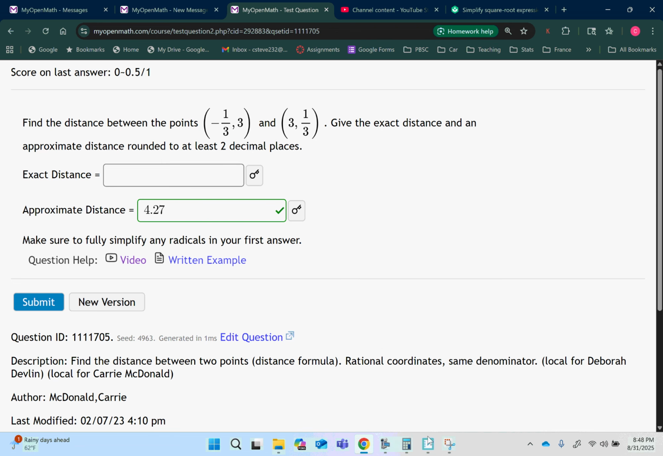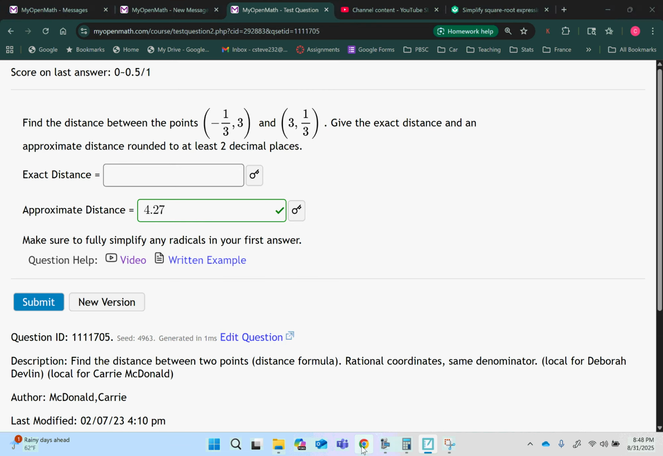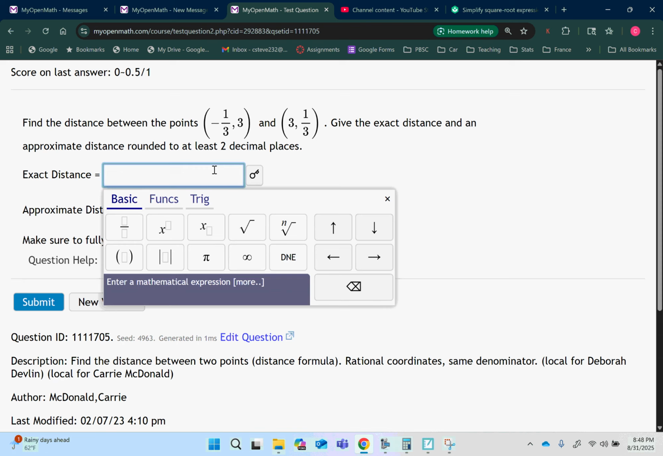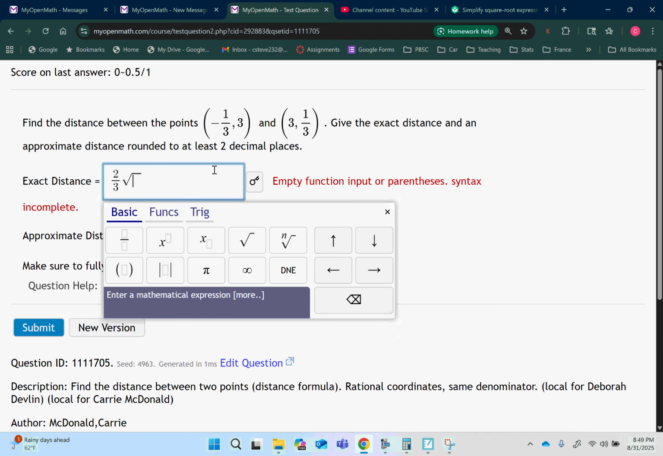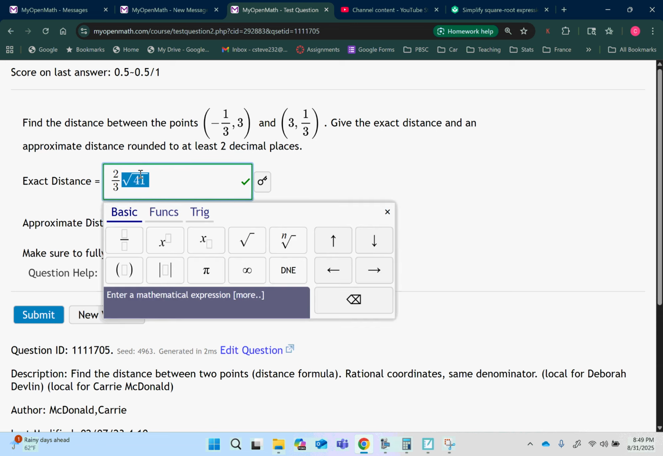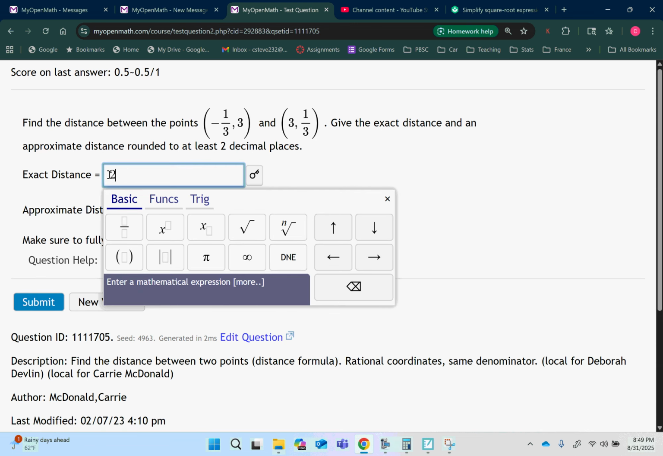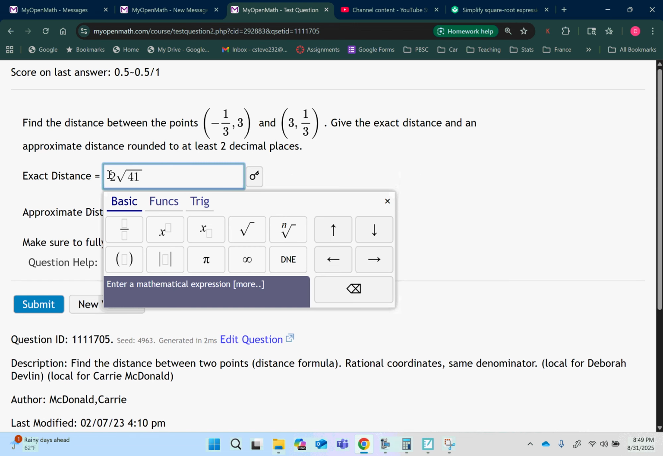Okay. Now the exact distance, you would just put it in as either 2 times the square root of 41 all over 3, or 2/3 times the square root of 41. Either one. Okay. So I'm going to go ahead and put that in. So usually I like to have my fractions out separately and then the square root of, what was it, 41. Okay, so that should work fine.